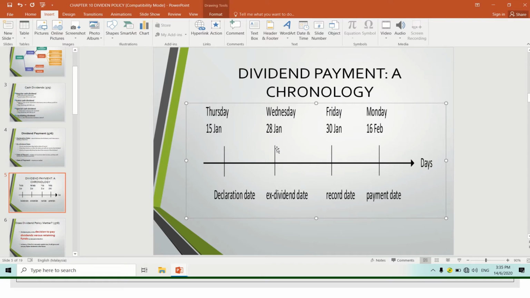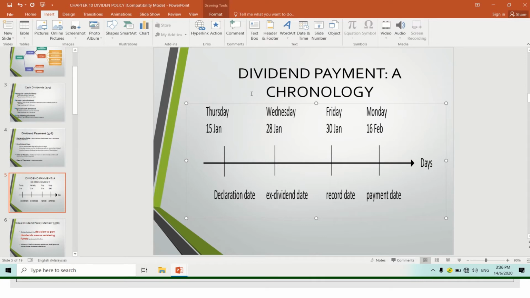Okay, one more thing I want to share with you: relating the dividend payment to the efficient market hypothesis. In Chapter 9 we learned the efficient market hypothesis. The efficient market hypothesis says that the stock price will reflect the announcement. That means prices go up or down because of information.